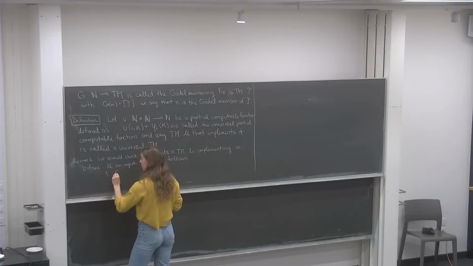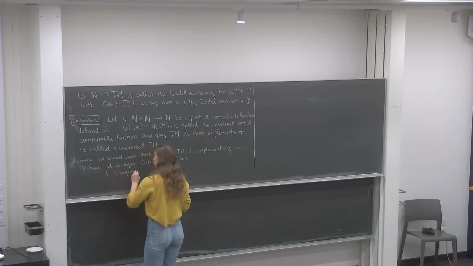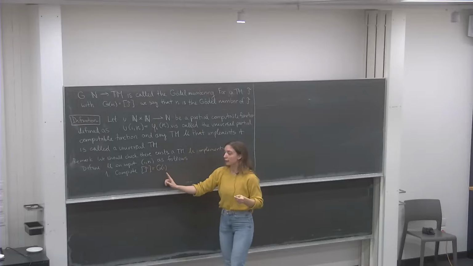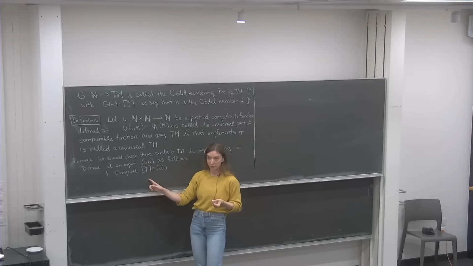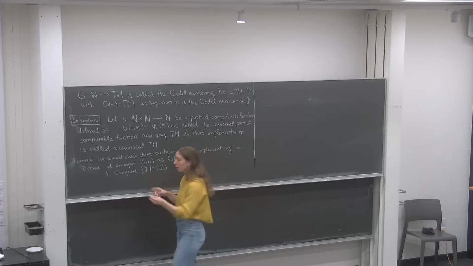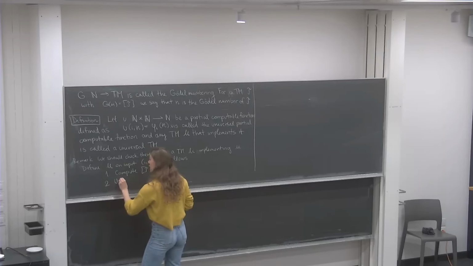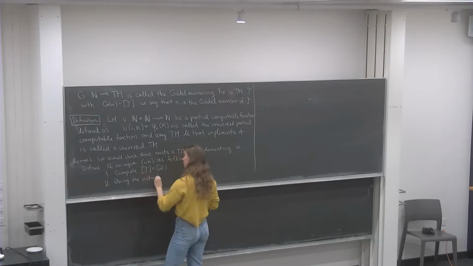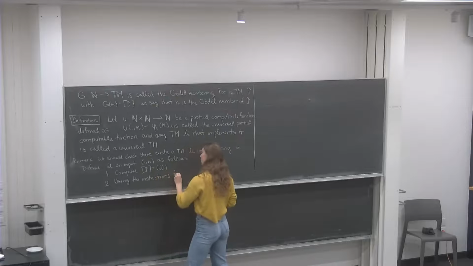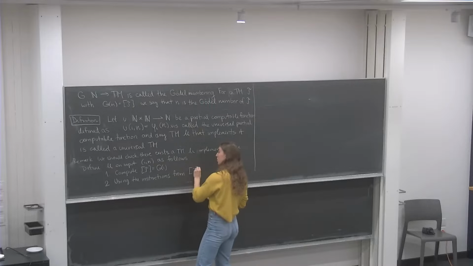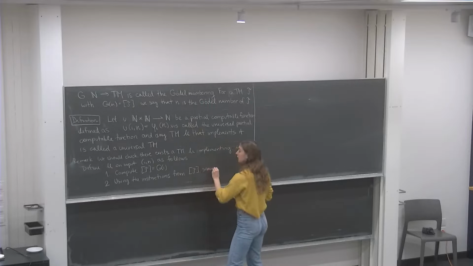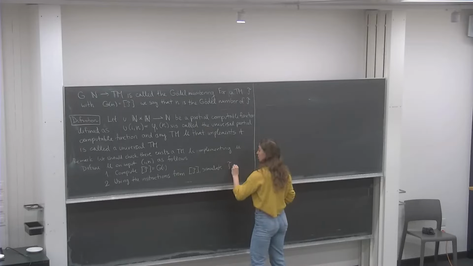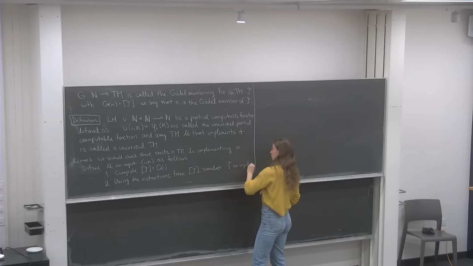So first, compute. i is a Gödel number of some Turing machine, and we can use the Gödel function to give us the description of that Turing machine. And then, using the instructions from the description of T, simulate what T would do on the input n. Simulate T on input n.